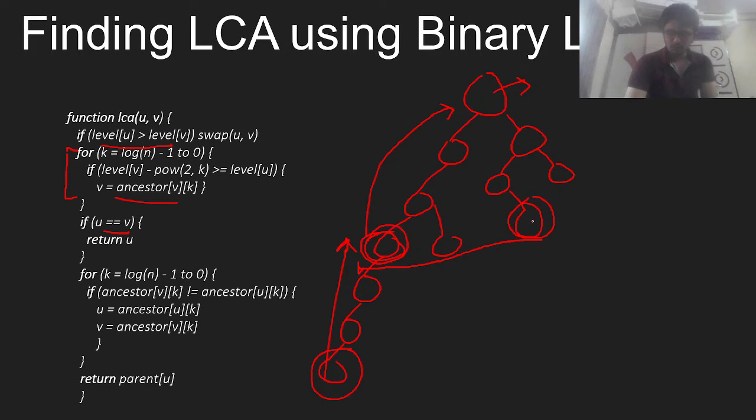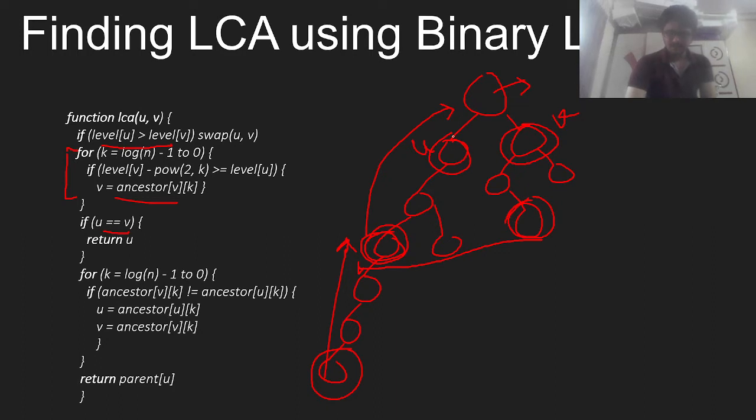Then let's move on to the second ancestor in this example. We see that this node's second ancestor is this one, and this node's second ancestor is this one, so they are not equal. So we will replace u with its ancestor and v with its ancestor. So now the new u is this one and v is this one. Again we'll repeat the step, and now we check for k equal to 1.